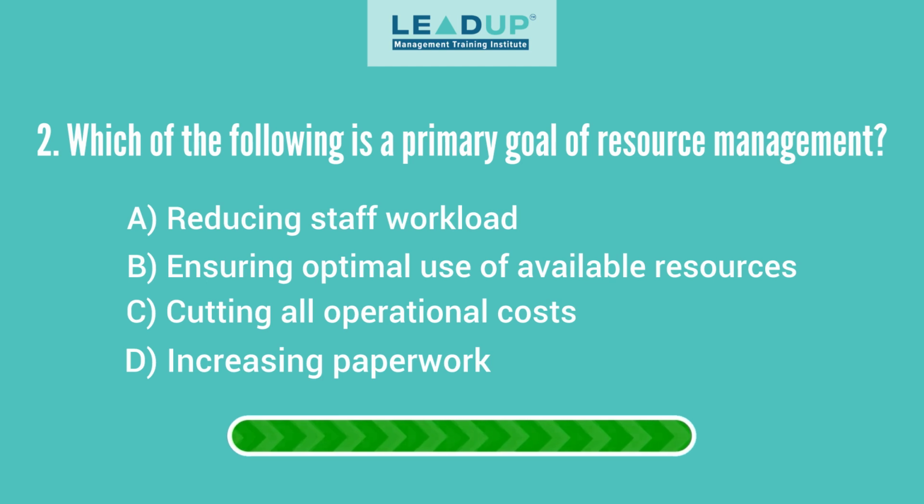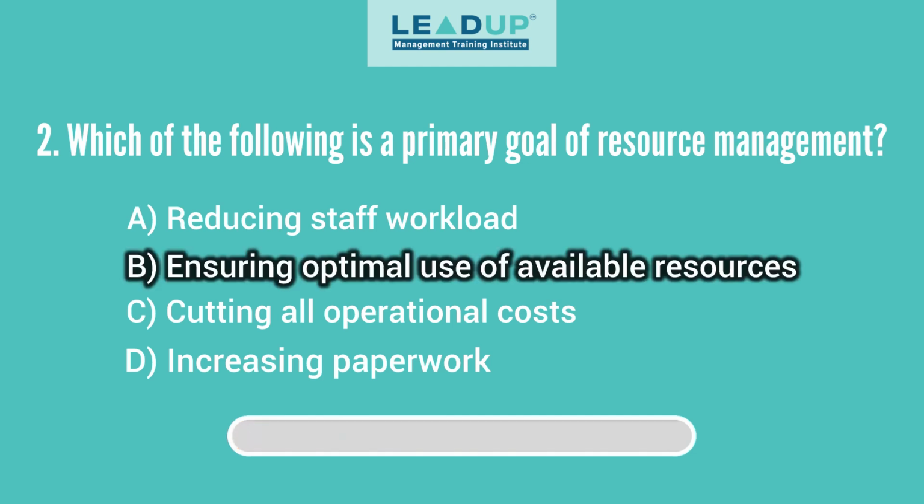Question 2. Which of the following is a primary goal of resource management? A. Reducing staff workload. B. Ensuring optimal use of available resources. C. Cutting all operational costs. And D. Increasing paperwork. The answer is ensuring optimal use of available resources.